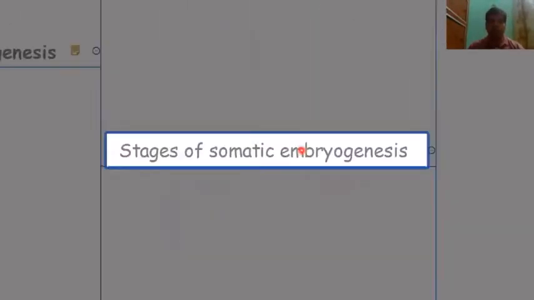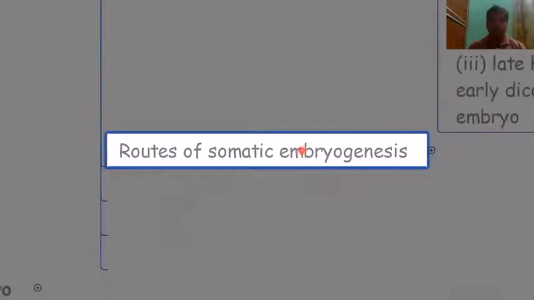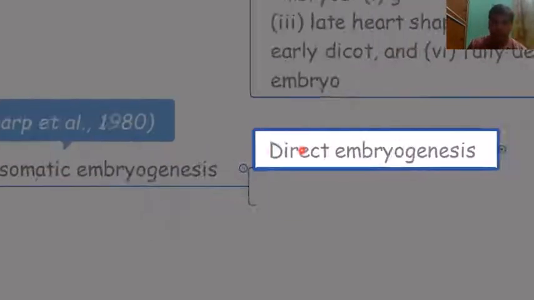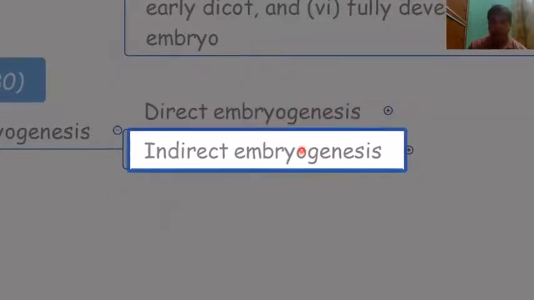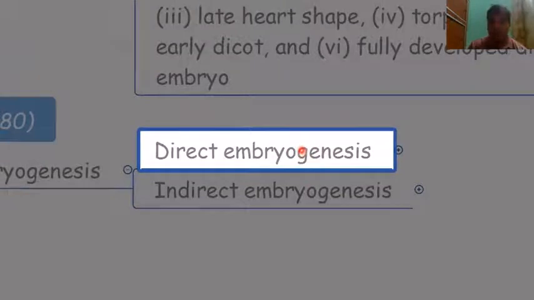Now, after these different stages of the embryo, let's further discuss the routes of embryogenesis. It is again important since we're talking about somatic embryogenesis, and we have said that we can have them in vitro and in vivo. Irrespective of that, we can also find in vitro embryogenesis in the form of direct embryogenesis and indirect embryogenesis. Now, what do we mean by direct embryogenesis and indirect embryogenesis?